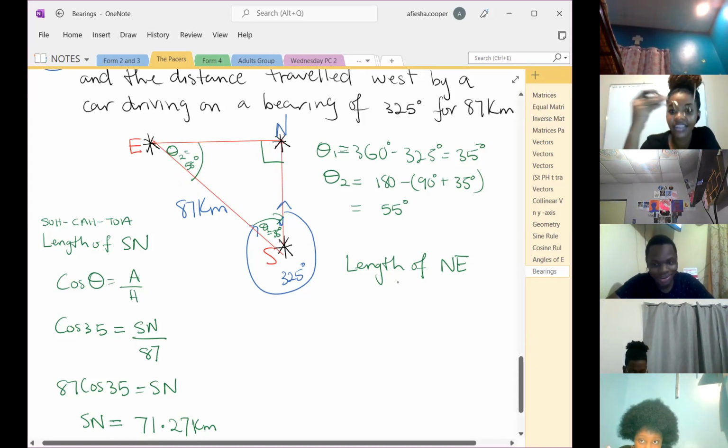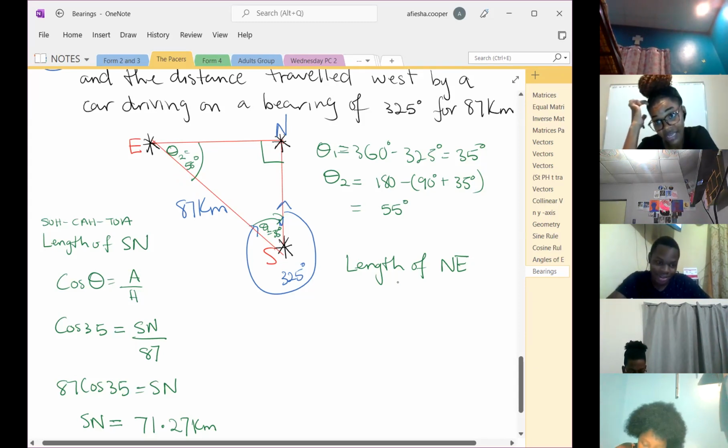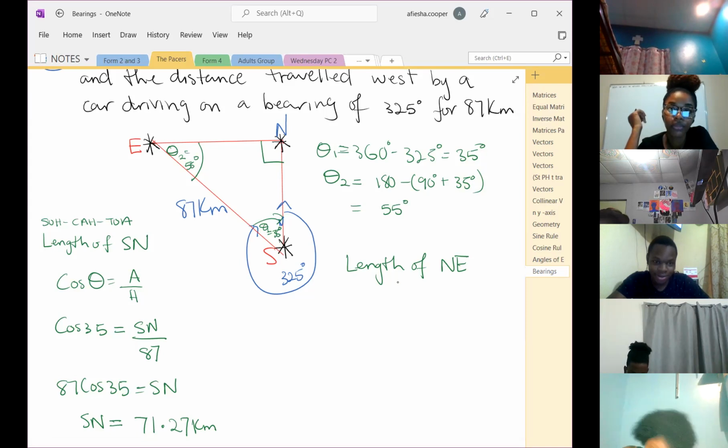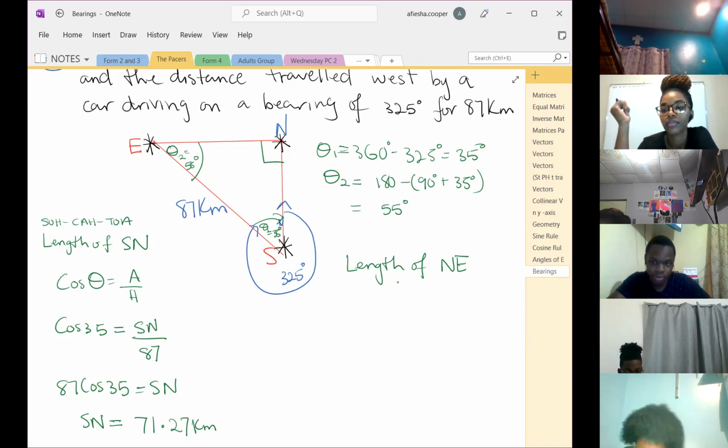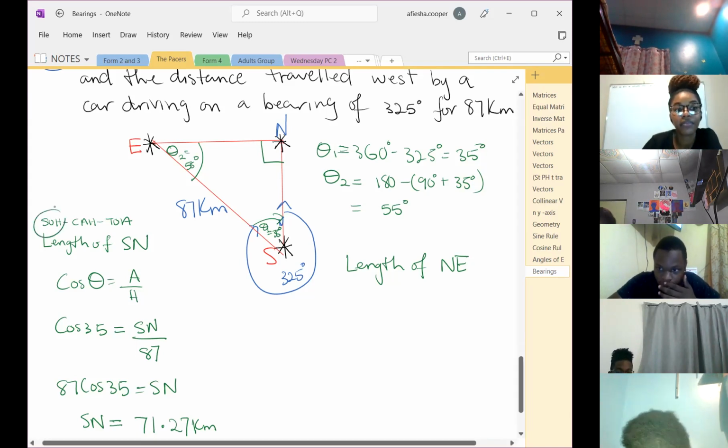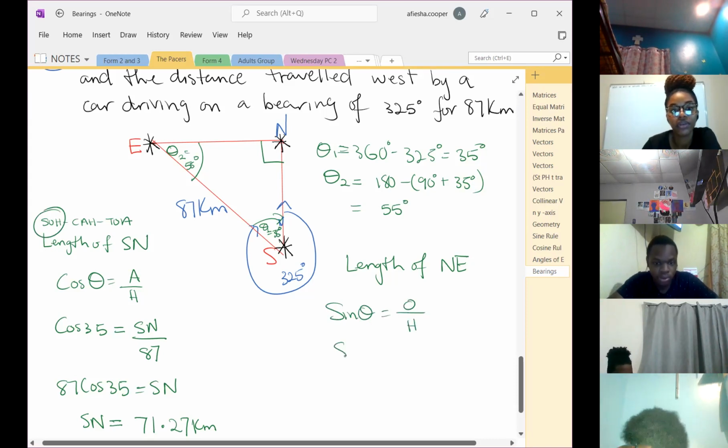What two lines do you need? Opposite and what? Hypotenuse. What trig uses opposite and hypotenuse? Sine. All right, sine theta is equal to opposite over hypotenuse. Help me fill it in, please. Sine 35.